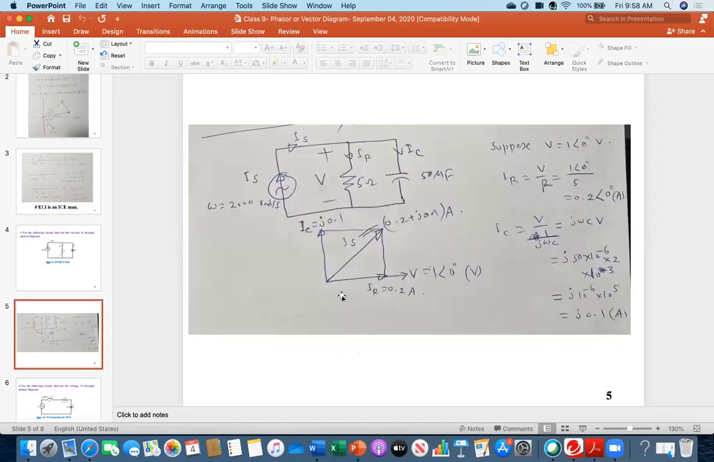So everybody see, this was my voltage. I have to go 90 degrees. That is my IC. So now I got this is IR and this is IC. Then just make their resultant, parallel to this line. So this portion is parallel to this line. This is my resultant, IS. So therefore, without knowing any magnitude, whatever the magnitude, you can draw this diagram, that IS will be in this direction and it will have some angle.